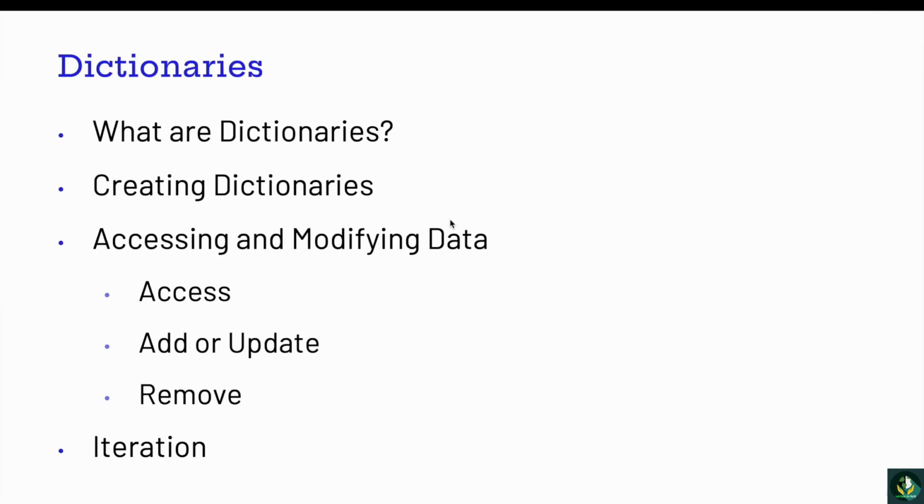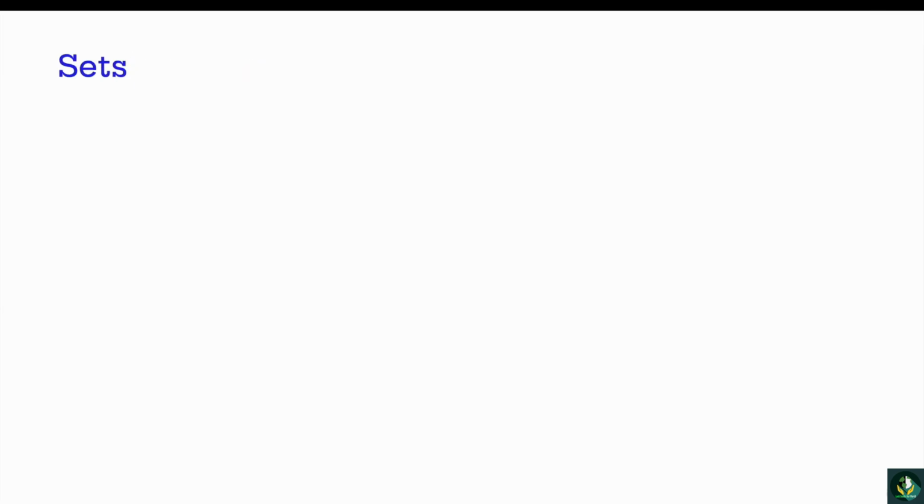Next, let's look at sets. What are sets? Sets are unordered collections of unique items. The one thing that you have to remember in sets is you can't have repetitive items. For example, if you have a set of numbers 1, 2, 3, 4, that's fine. But what if you have 1, 1, 2, 2, 3, 3, 4, 4?